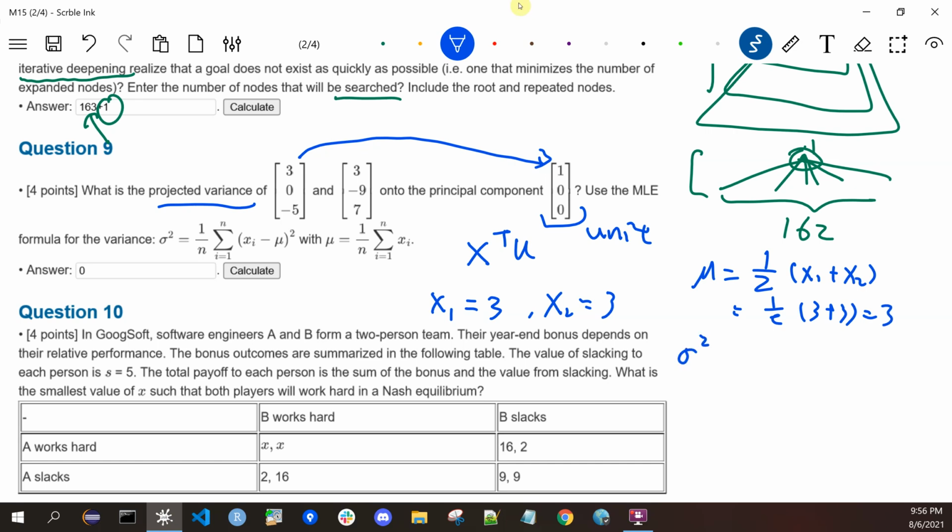And sigma square would be 1 over 2. And here we are assuming we do not subtract 1 from the variance, so we're not using the sample variance. And we need the sum, so x1 minus mu squared plus x2 minus mu squared. So we know this is 0, this is 0 because x1 and x2, they're both 3, so the whole thing becomes 0.